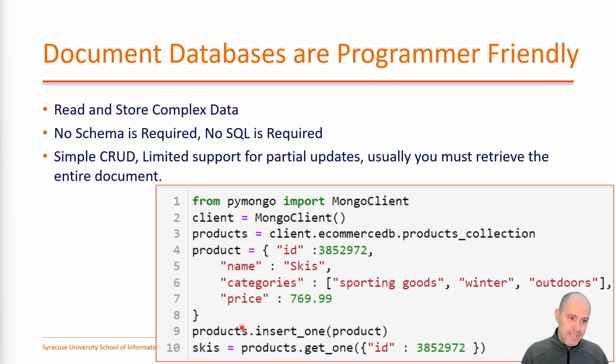Where it's not awesome is if I want to retrieve back all the products that are sporting goods. That requires a little bit of mental exercise in a document database, or it requires me to build a custom index. So that's the downside of it.